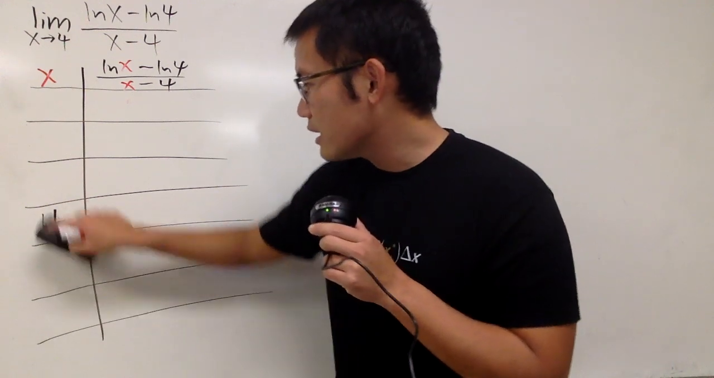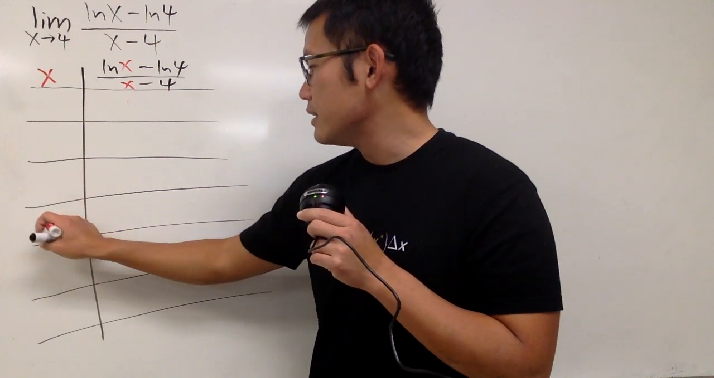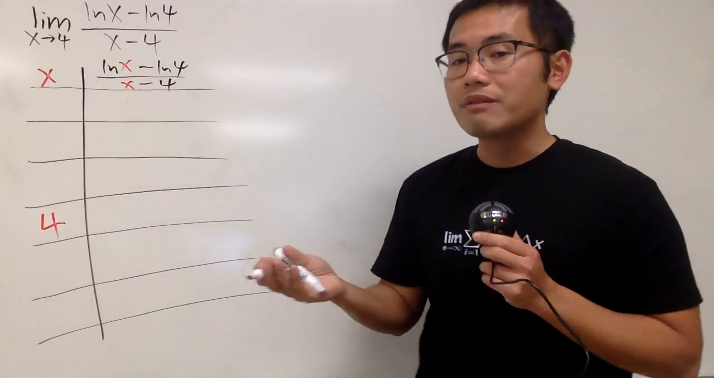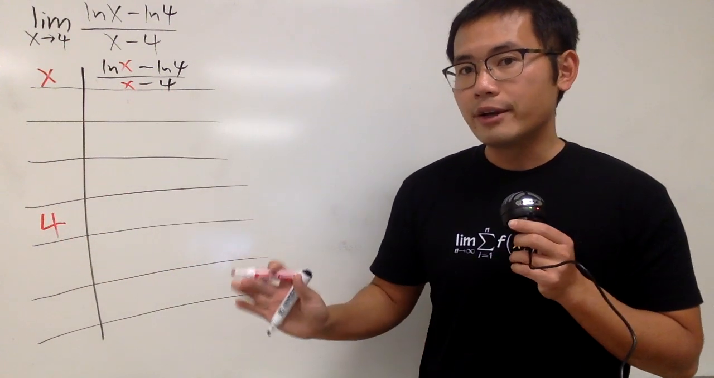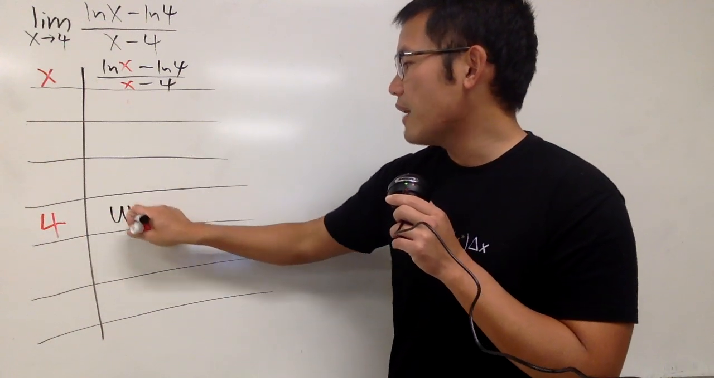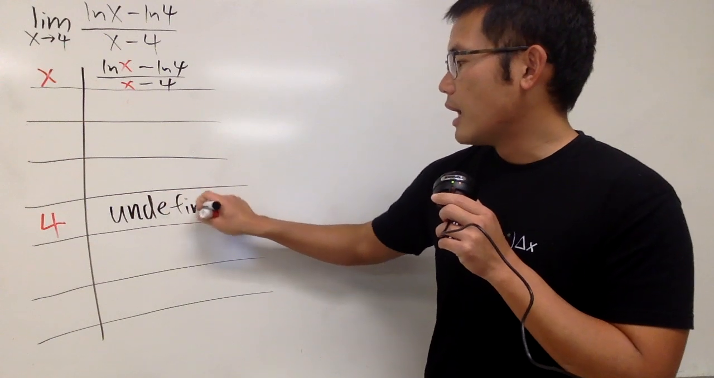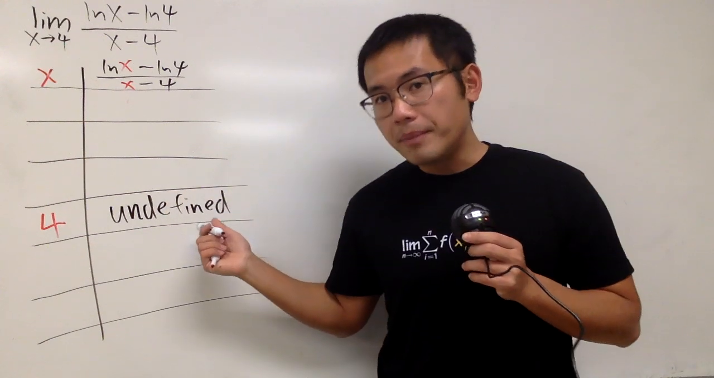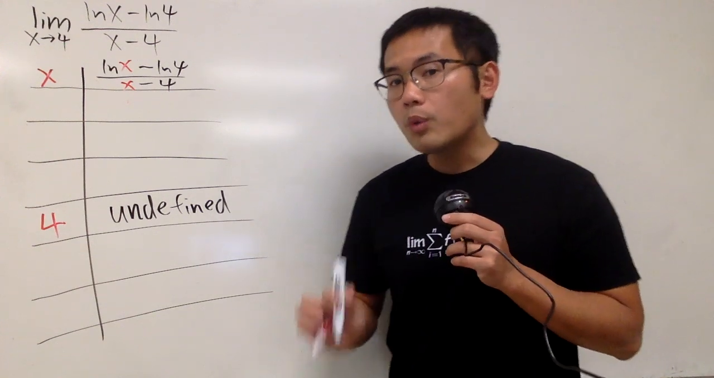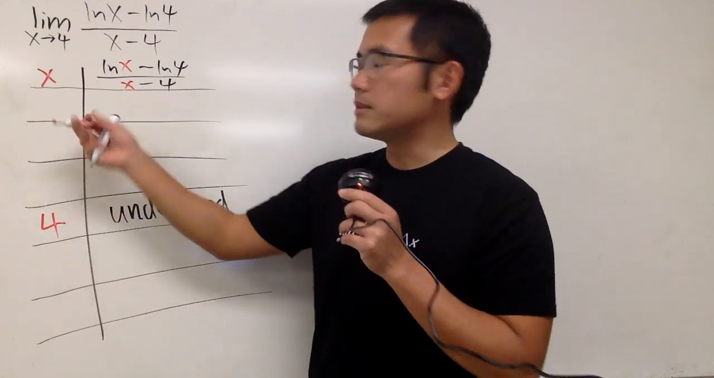And you will see that when x is exactly equal to 4, when we put it down right here, you see that we have the 0 on the bottom. That's automatically no good. So when x is equal to 4, this expression is undefined. However, this does not mean the limit right here doesn't exist. Well, what we have to do is, okay, let's just start from the right-hand side.